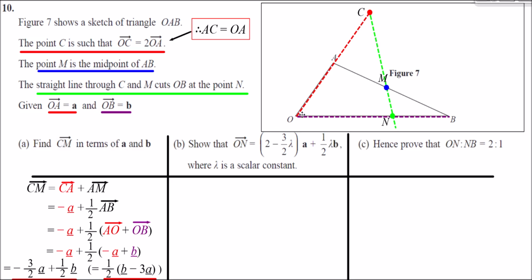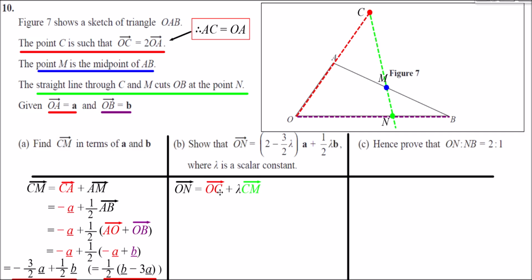So let's just think about using the red first. Okay, so to go from O to N, what I could do, I could go up from O to C. Then when I'm at C, I could then go from C back down to N. So I can say that O to N is OC, and then from C down to N. But from C to N is going to be some multiple, I'm going to call it lambda, of CM, because CM and CN are collinear. They lie on the same straight line, and so CN is just some multiple, I'm going to call it lambda, of the shorter one, CM.